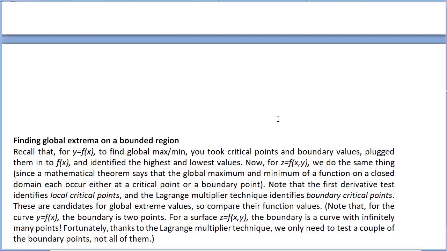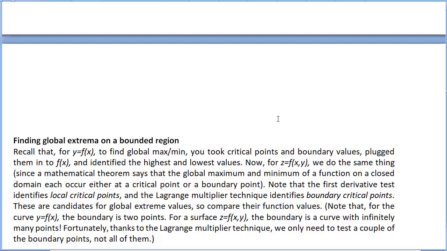Now, note that the first derivative test identifies local critical points, and as we previously saw, the Lagrange multiplier technique helps us find boundary critical points. So these are our candidates for global extreme values, and then we will just compare their function values.